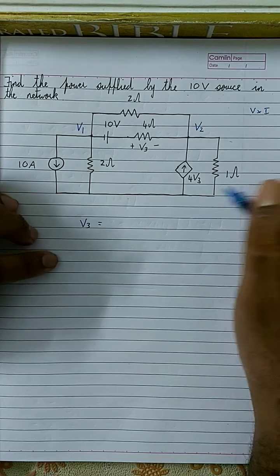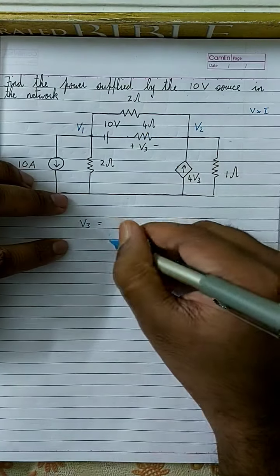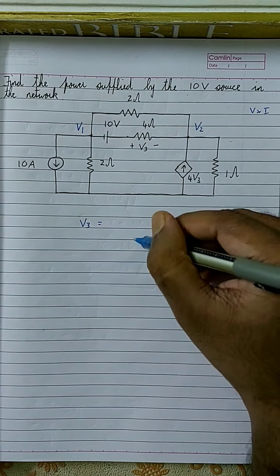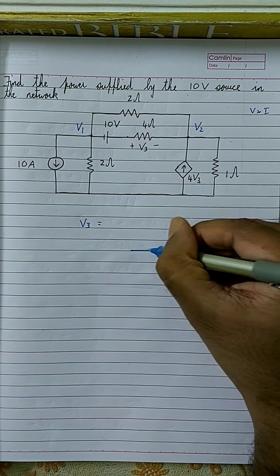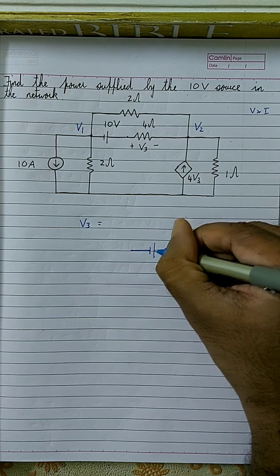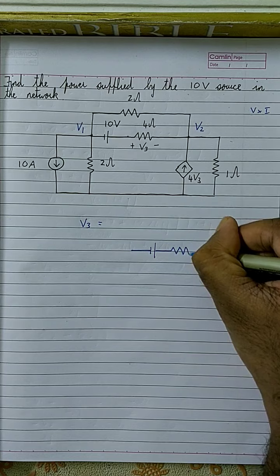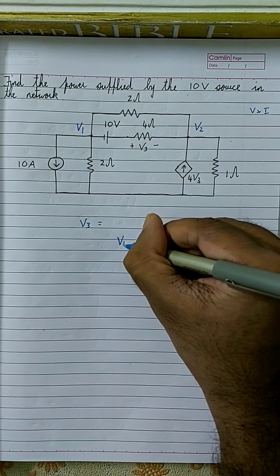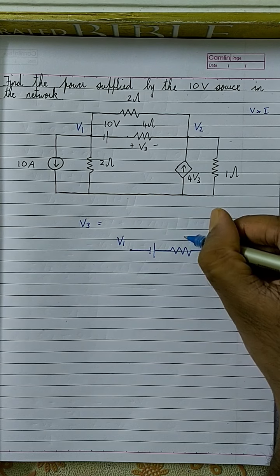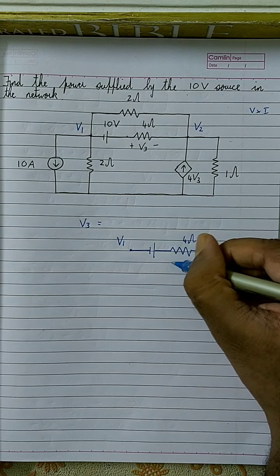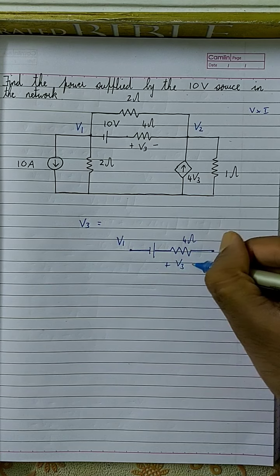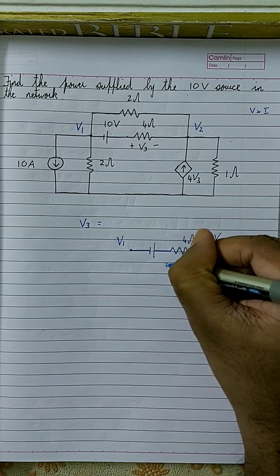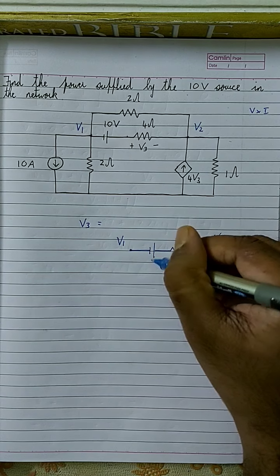Let me first draw this branch. I'll draw this branch one more time just to show you how to write the equation for V3, or the equation of any voltage for that matter. See, this is the branch. This is called V1. This is the 4 ohm resistor, and this is V3, plus minus, and this is V2. And this is the 10 volt. Let me mark that also. This is the 10 volt.